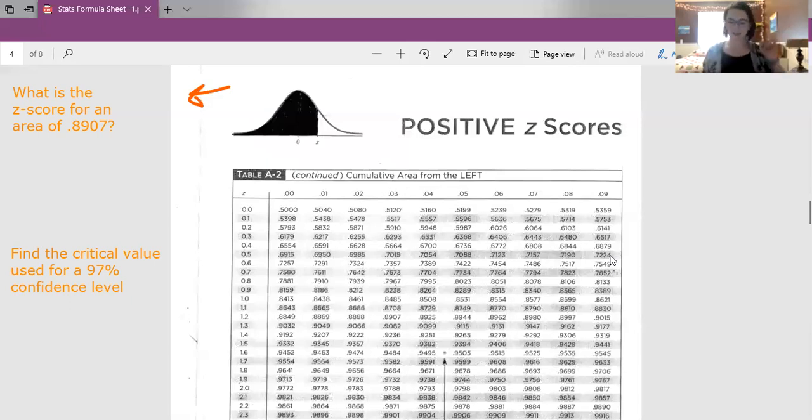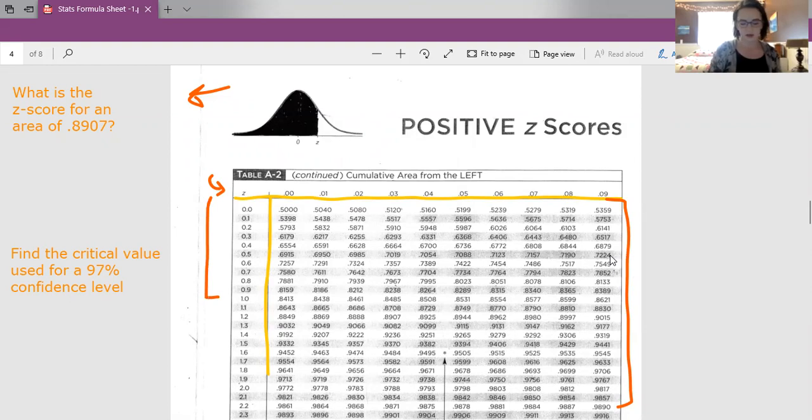Okay. That one. So what is the z-score for an area of 0.8907? So recall that the z-table gives us z-values going across the top and down the side, and in the middle are areas. So in our last video, finding areas from z-scores, we started with z by taking the number it gave us, going down and finding the row, and then going across and finding our column. So this one, we're just going to work backwards.